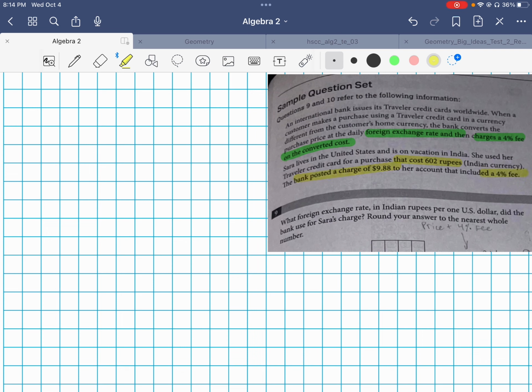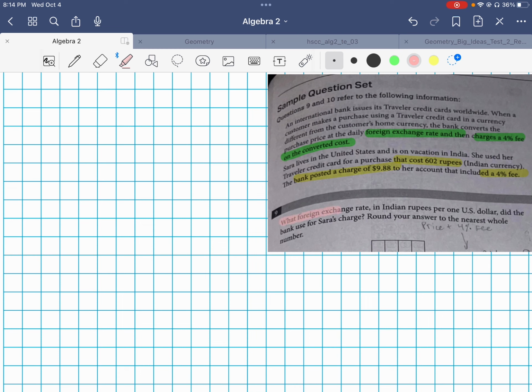So when I read this problem, what I want to do is figure out how to remove the 4% fee so that I can answer the question. And this is where I got the problem wrong. I didn't read the question, and I got a number that was the reciprocal. Like I said, I'll talk about it a little bit more.